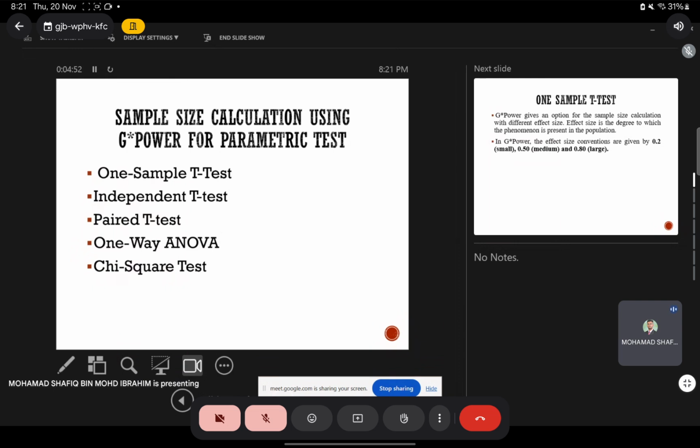So for the independent test now, this is where you want to test, for example, between the two groups now.